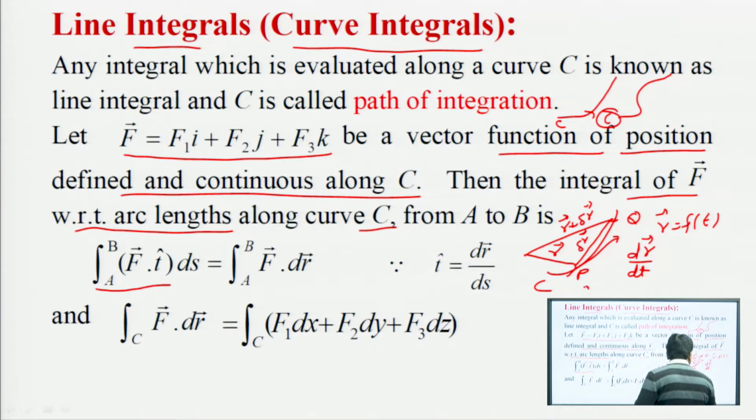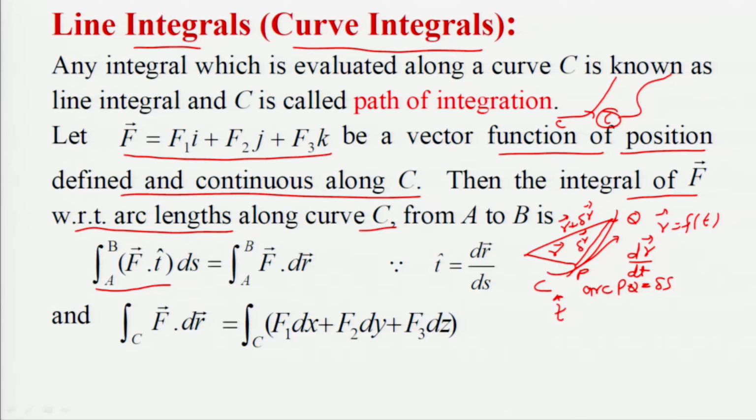And if we consider the arc p q as delta s, then the unit tangent vector t along the tangent at p becomes the vector d r by d s. This is the unit tangent vector along the curve.